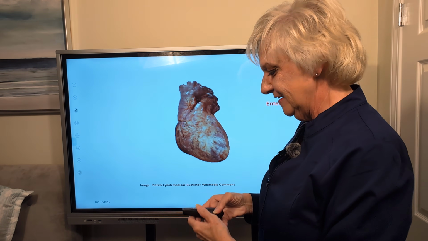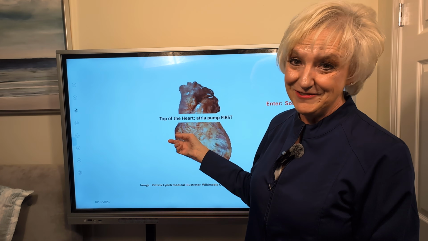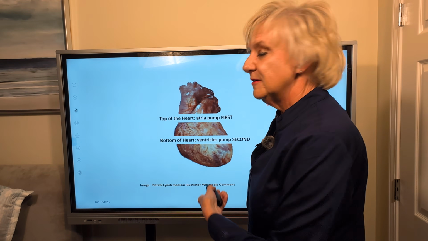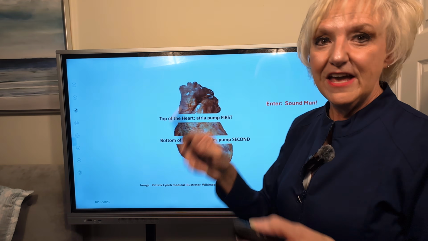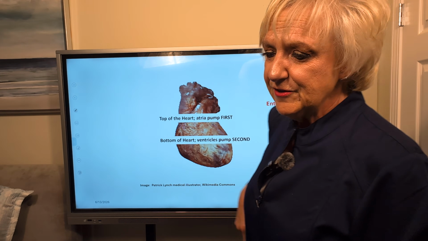And there you go. That's how the beating heart works. Top of the heart first, atria, followed by the bottom part of the heart, the ventricles, second. Thank you, electrolytes, traveling down your pathway. And just to go back to the pathway, remember, it's the SA node to the AV node to the bundle of His to the bundle branches to the Purkinje fibers. SA, AV, bundle, branches, fibers.